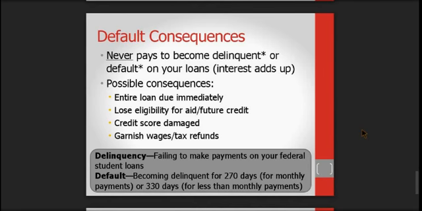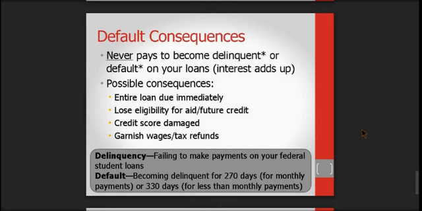Default consequences. Defaulting comes after becoming delinquent, and delinquency means you're failing to make payments on your federal student loans. It never pays to become delinquent or to default. Default specifically is when you're delinquent for 270 days for monthly payments or for 330 days for less than monthly payments. And it never pays. And the consequences are heavy.